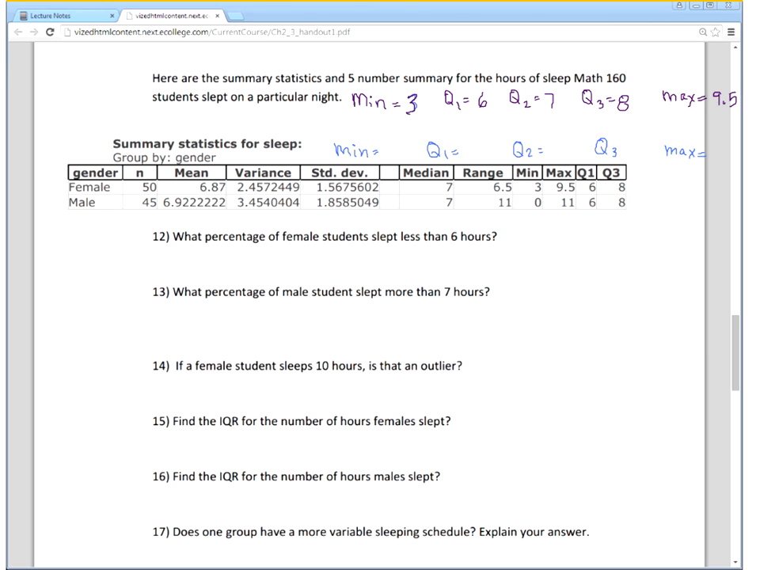All right, so I just copied what's in the first row here. So minimum is 3. Then we have the first quartile, which is 6. The second is the median, which is 7. The third quartile is 8. And then the maximum is 9.5. Okay.